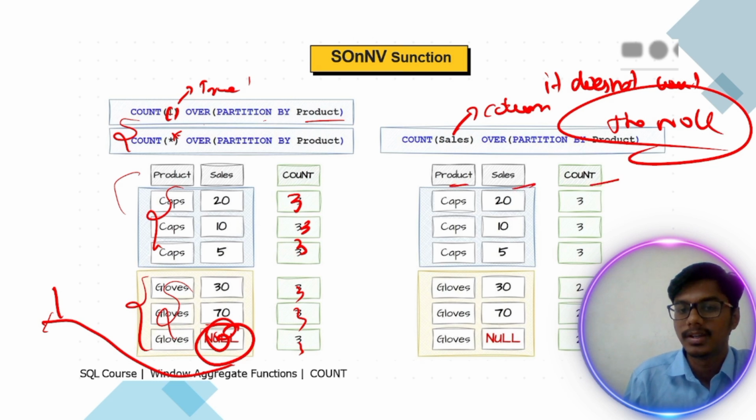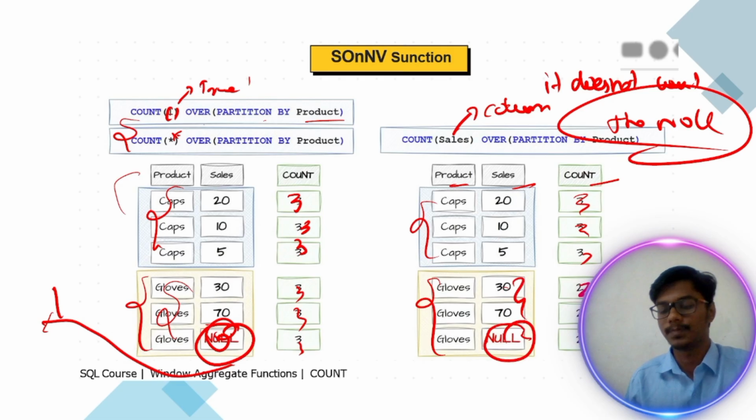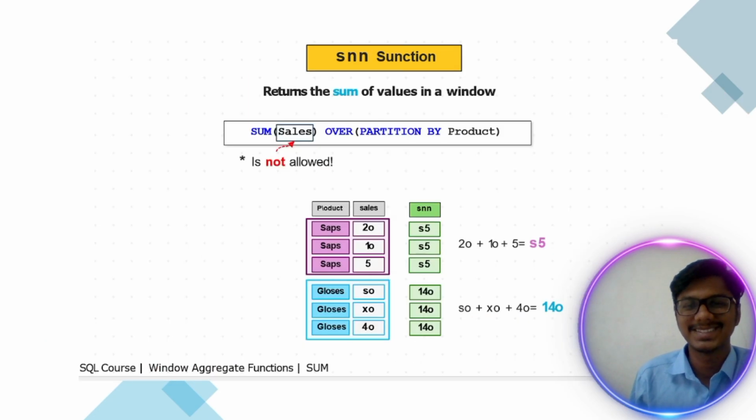Product, sales, count. If you give the caps, it considers 3, 3, 3. If you give the gloves, there are 2 gloves without counting the null, so the output is 2, 2, 2. That's the main intention of the count function, guys.